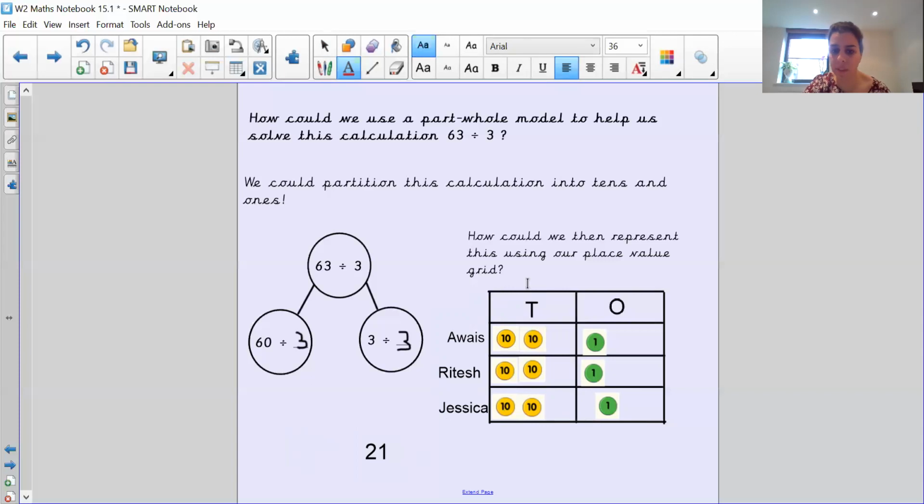Now that works well for this one because 63 can divide by 3. If it couldn't divide by 3, there would be extra numbers left over, or Jessica might end up with more than Ritesh, but 63 divides by 3, so they all get the same amount. So my answer is 21. Let's try another one.